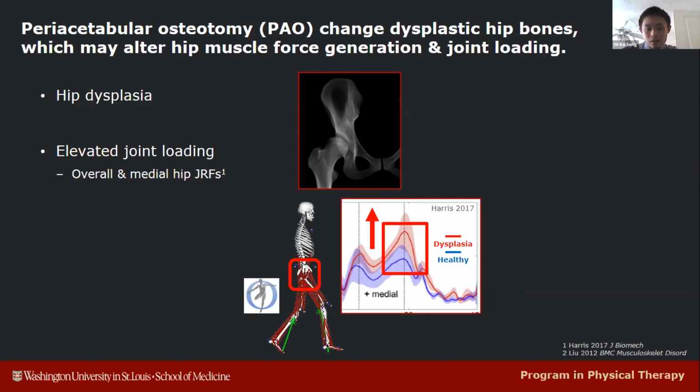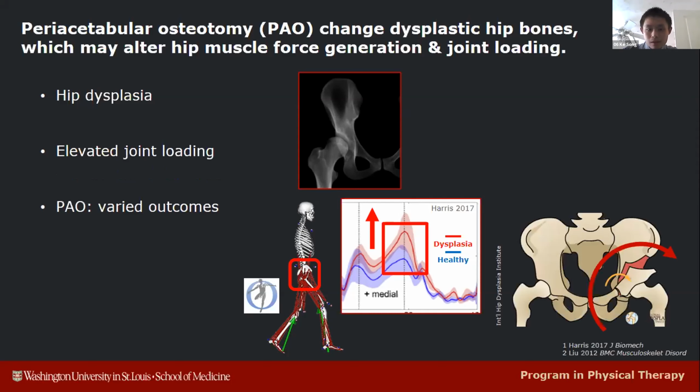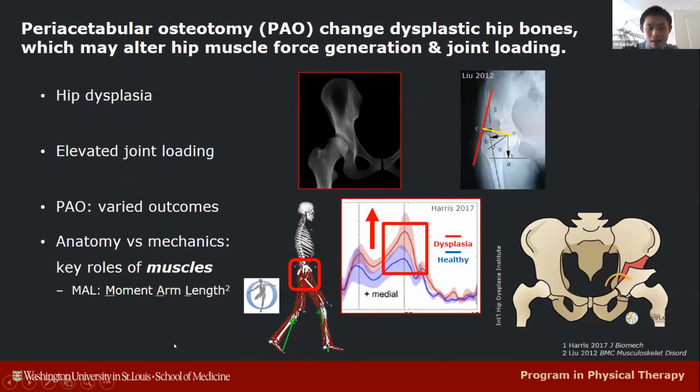And to manage the injury risk and reduce excessive loading, the PAO surgery alters the shallow acetabulum by rotating it to better cover the femoral head. However, the clinical outcomes for PAO are varied, as some patients continue to suffer from injury, and the rate towards OA did not slow down. To improve the clinical efficacy, we need to better understand how anatomy and mechanics are related in dysplasia.